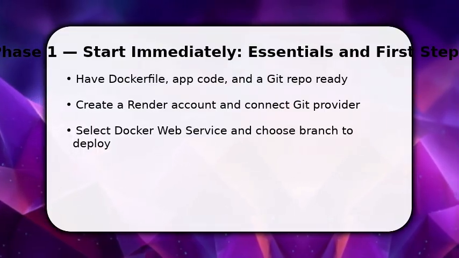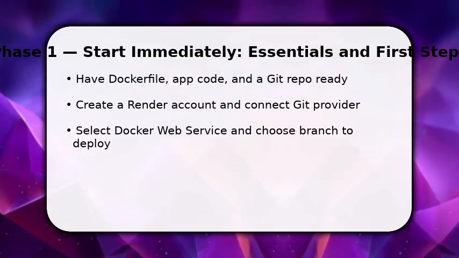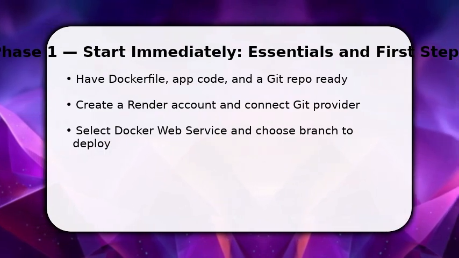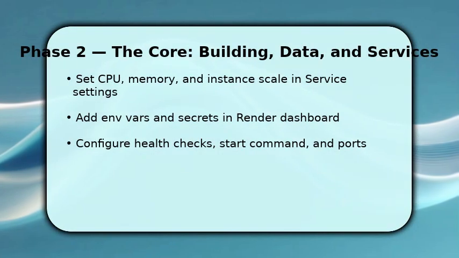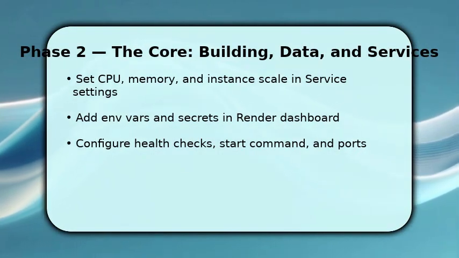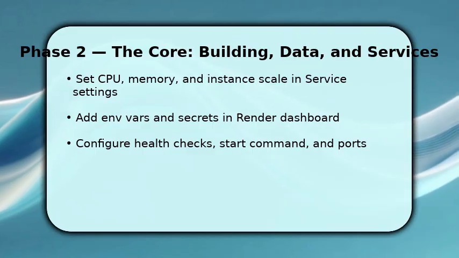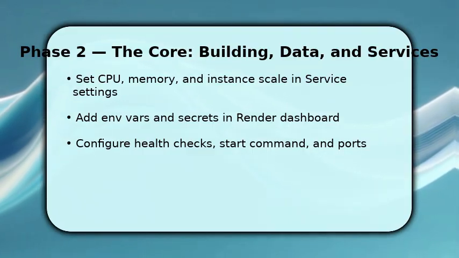Make sure to choose the correct Docker file path and environment. Doing so avoids common build failures and speeds up subsequent deploys. Once the service exists, you configure build and runtime details. Choose CPU, memory, and instances to match your app's needs.